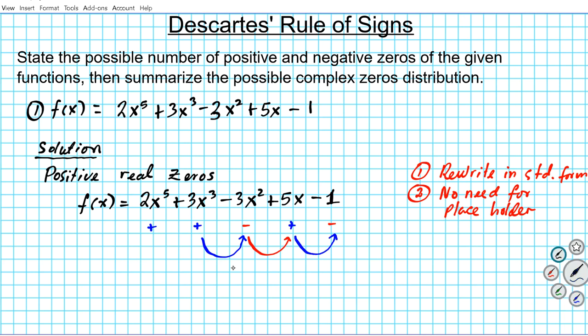So we have first sign change, second sign change, and then the third sign change. So we have a total of 3 sign changes. Okay, so let's write it down. Number of sign changes or variations is 3. So what does that tell us?